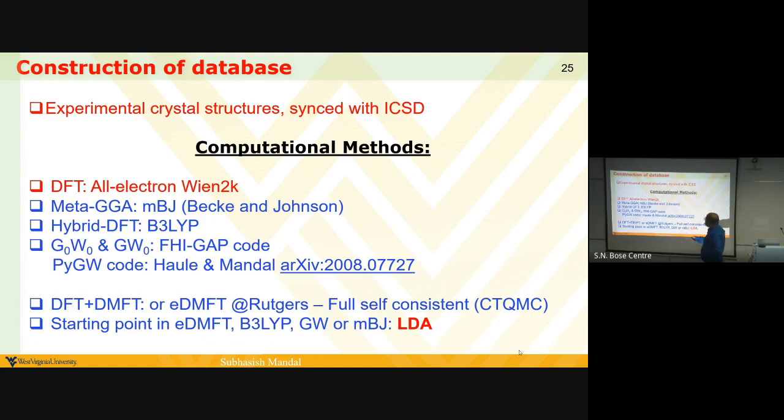So we've taken meta-GGA as the modified Becke-Johnson, hybrid DFT is built in, and for GW, using all-electron, we initially started with this code, the GAP code, but then we found that it does not work for metals. So we have to actually build our own code for PyGW. It's written in Python, and it's good for metals as well, because we now understand what happened.